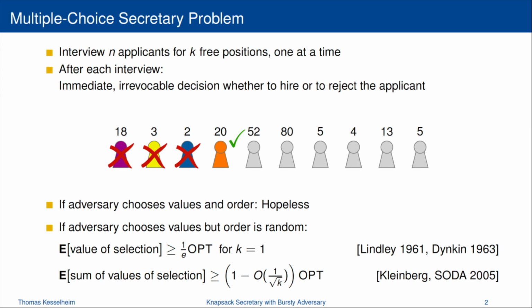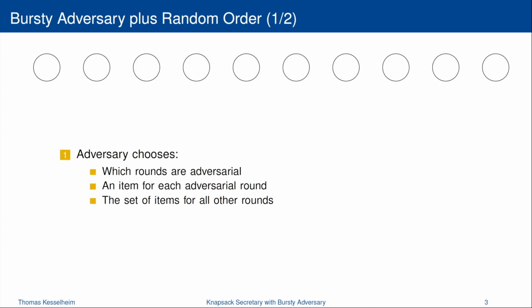Now, all of these results require that the order is random. They immediately do not hold anymore if at some point something unforeseen happens. And this is exactly what we were interested in. What if most of the input is in a random order, but here and there something that is defined by an adversary happens which does not follow the random order? To capture such settings, we introduced the following Bursty Adversary plus random order model.